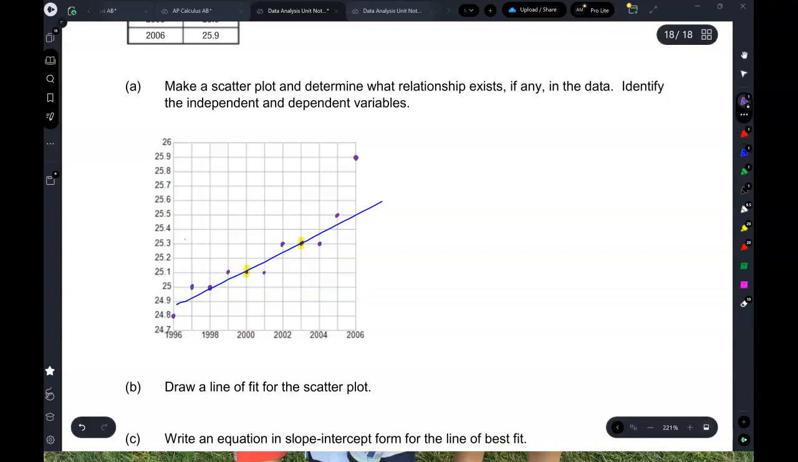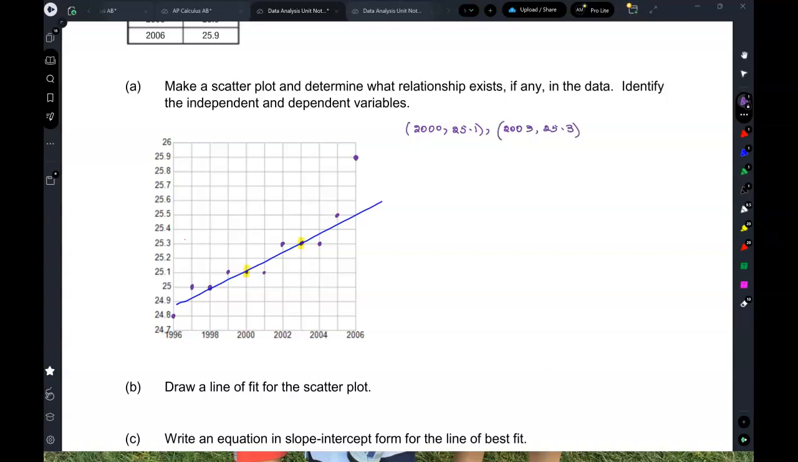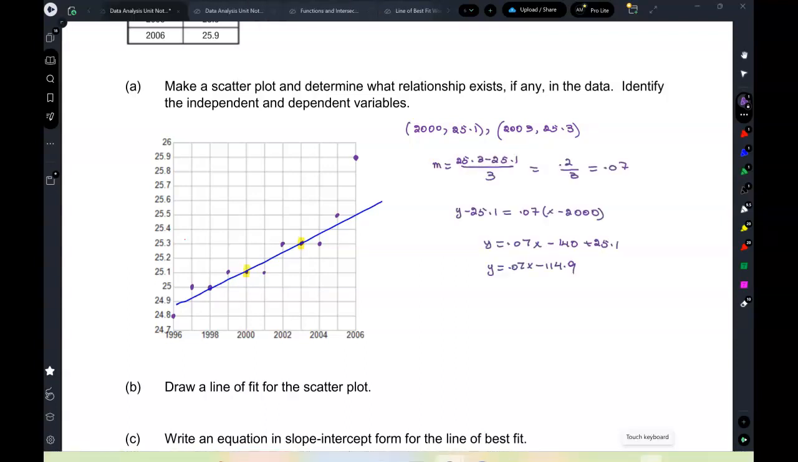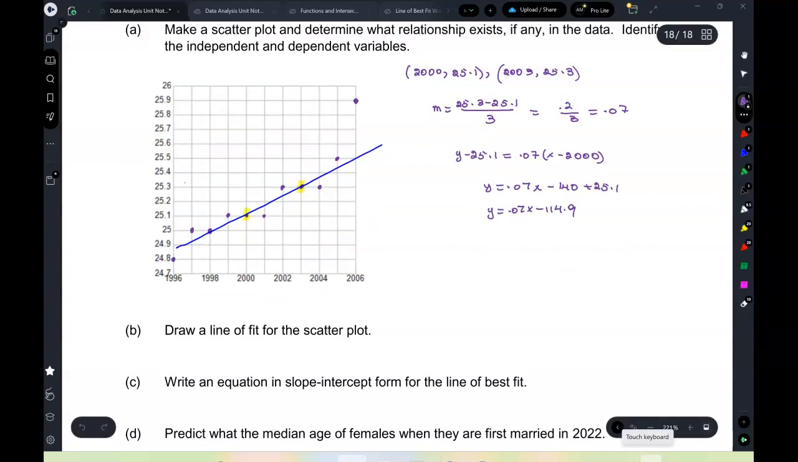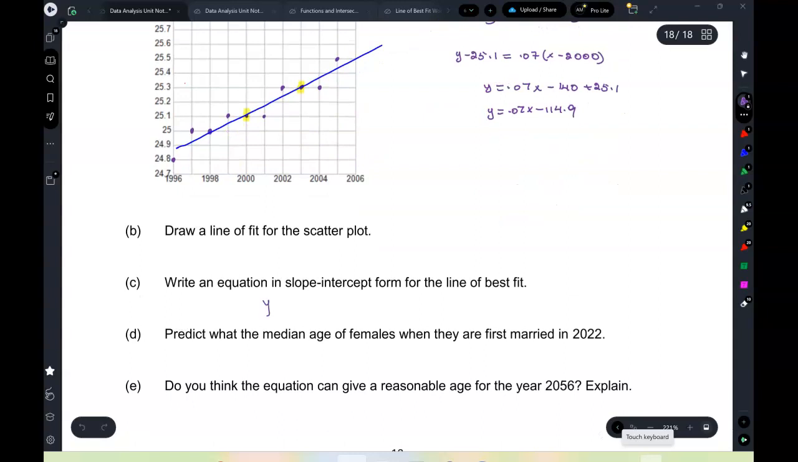All right. The points I'm going to pick are (2000, 25.1) and (2003, 25.3). I'm going to give you 2 minutes to come up with this equation in y equals mx plus b form. On your mark, get set, go. What I have is 0.07x minus 114.9. Yes? No? Well, I didn't round it to 0.07. I did 0.067. Oh, okay. All right.